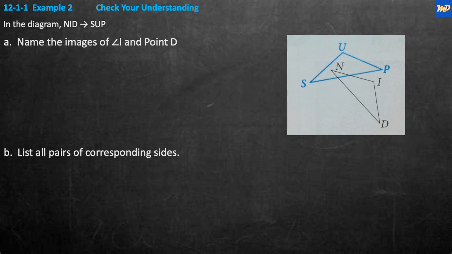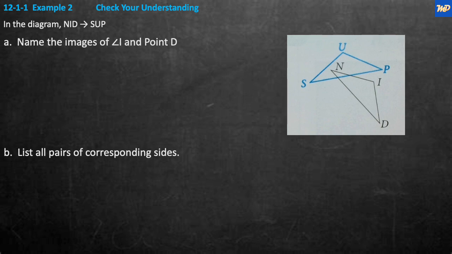Okay, we'll assume that you've done that. Name the images of angle I and point D. So first we have to find the pre-image. In all these drawings, the pre-image is always the black lined image, and the blue lined images are the images. The pre-images are all black. So if we're looking for angle I, which is right here, this is the pre-image. Which is the image? The image is U.